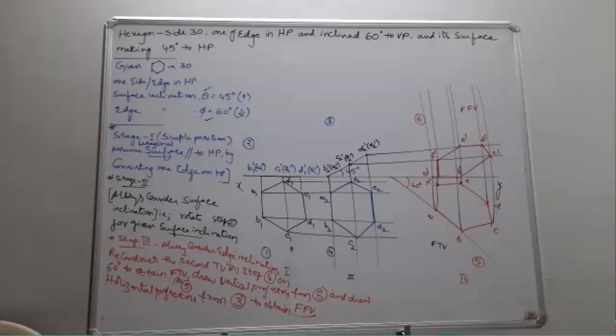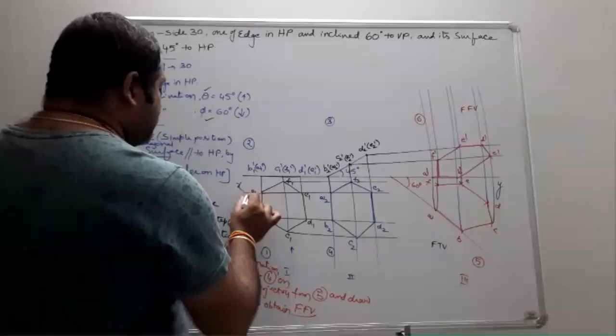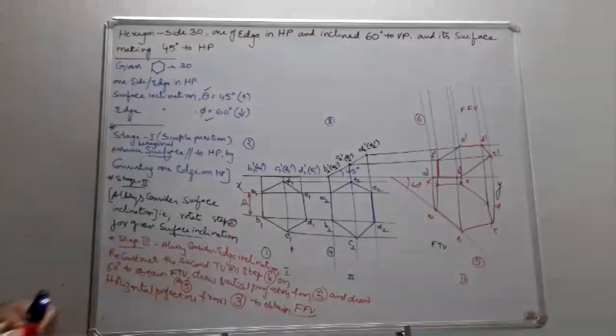Okay, students, had you written it? In stage 3, I just read it out. If you want, you can write it. Always consider the edge inclination in stage 3. Reconstruct the second top view of step 4 on the 60 degrees line to obtain the final top view in the fifth step. Draw the vertical projectors from the final top view, that is from 5, and draw the horizontal projectors from the previous front view, that is step 3, to obtain the final front view. Mark the intersection points and join them to obtain the final front view. Okay, and we know that the side of the given hexagon is given as 30. We just had to mention it in the simple position. That means we consider the side is 30.